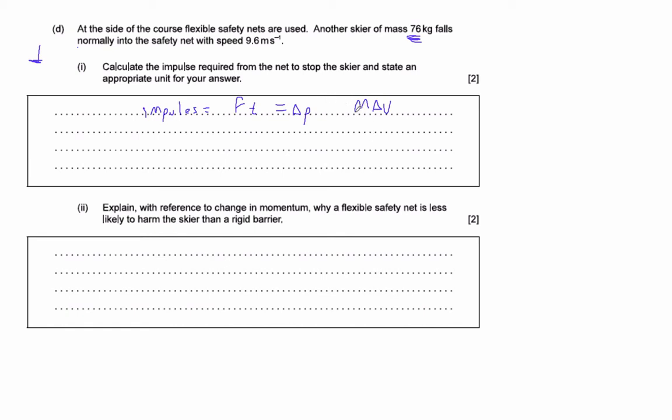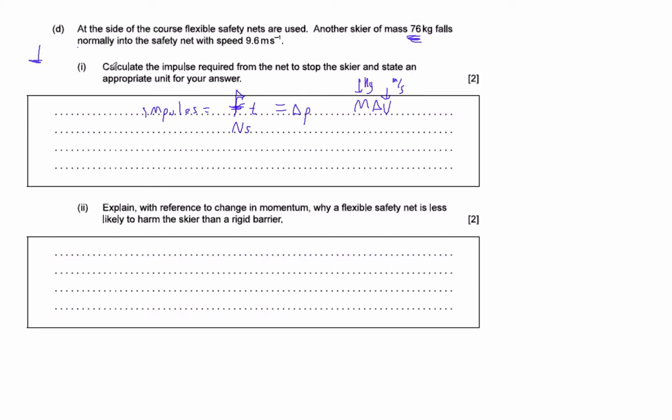And then state an appropriate unit for your answer. Well, this one's kilograms. This one's meters per second, right? So kilogram meters per second is one of the units you could put. Remember to label your units. But also force times time, right? That's a force, okay? Force times time is in Newton seconds. So that would be another, these are the same thing. Newton seconds and kilogram meters per second are the same unit, okay?